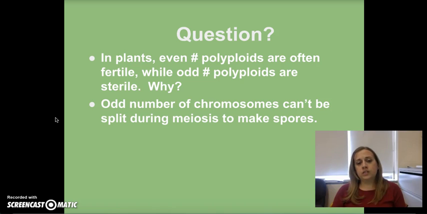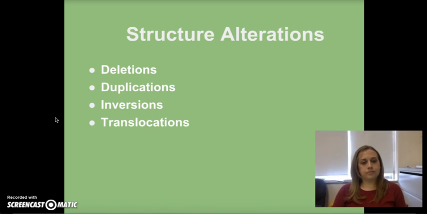Although in plants, even numbered polyploids are usually fertile, while odd number polyploids are usually sterile. The reason for that is because you have that odd number of chromosomes, and they can't pair up properly, and so you end up having issues with meiosis.